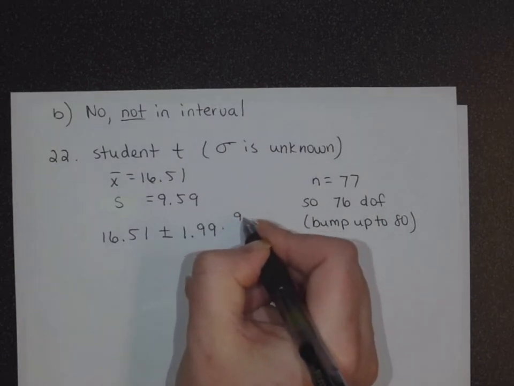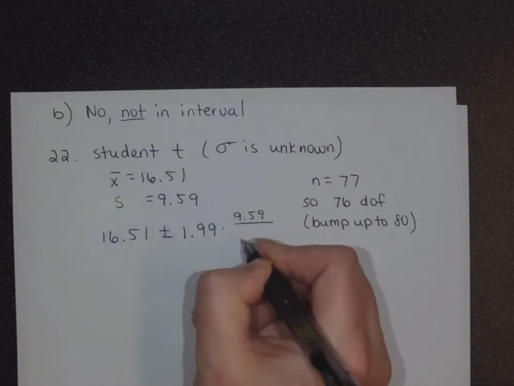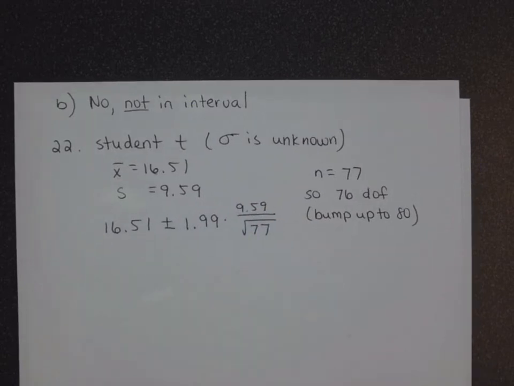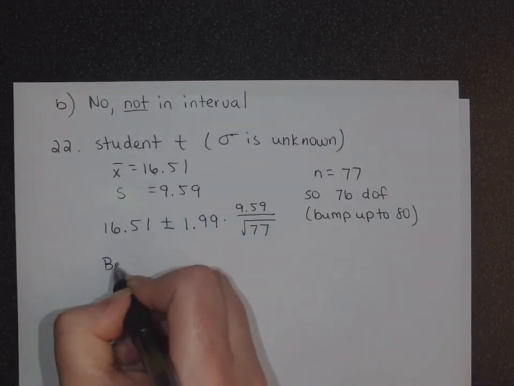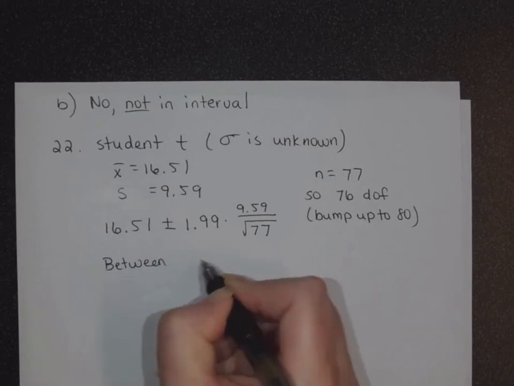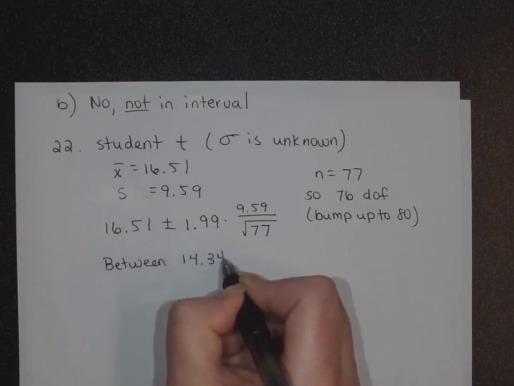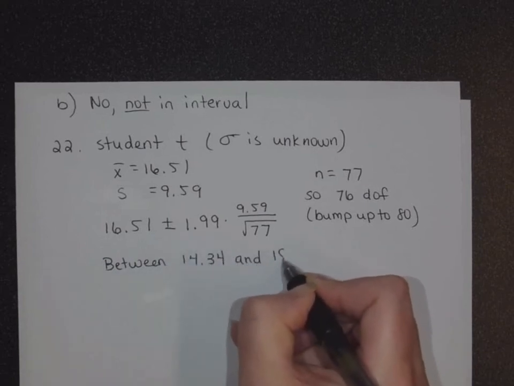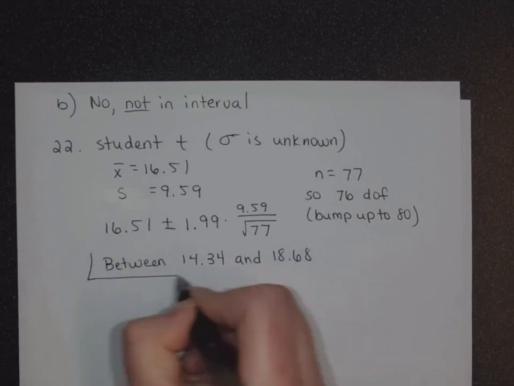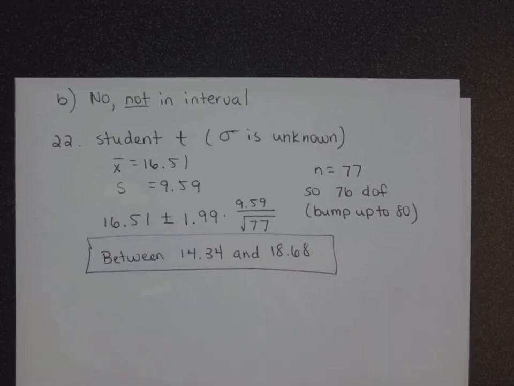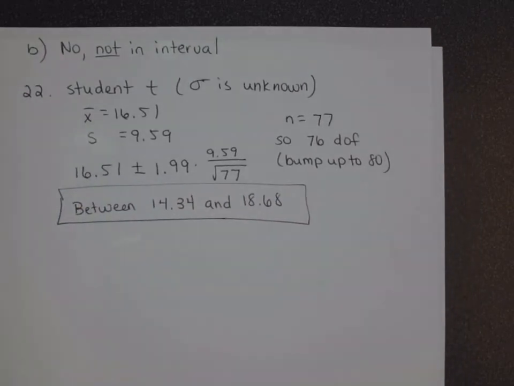And you're going to multiply that times your S over the square root of your N. And you're going to get between 14.34 and 18.68. That's what we're going to expect with a 95% confidence interval.